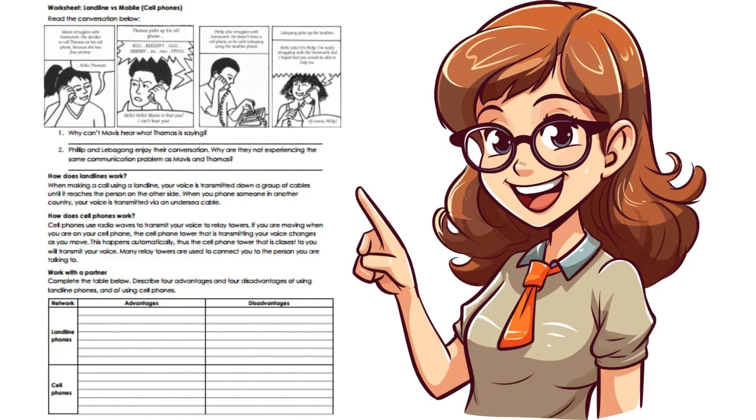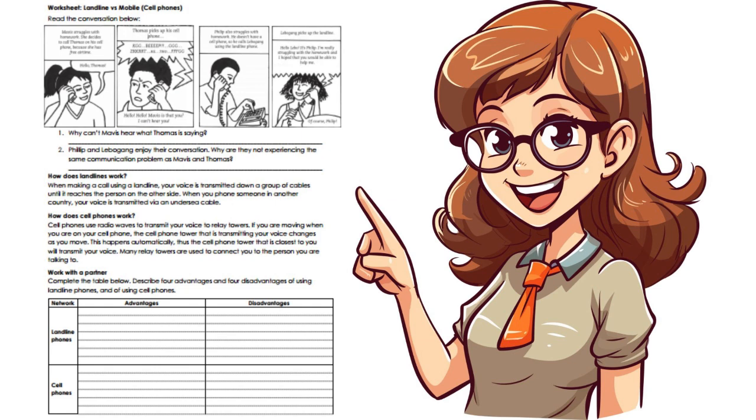Worksheet: Landline versus mobile cell phones. Read the conversation below. 1. Why can't Mavis hear what Thomas is saying? 2. Philip and Lebogang enjoy their conversation. Why are they not experiencing the same communication problem as Mavis and Thomas?